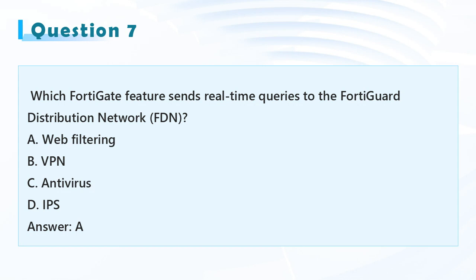Question 7. Which FortiGate feature sends real-time queries to the FortiGuard Distribution Network, FDN? A. Web filtering. B. VPN. C. Antivirus. D. IPS. Answer: A.